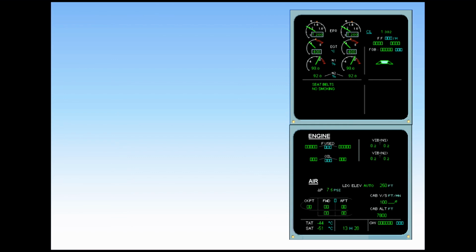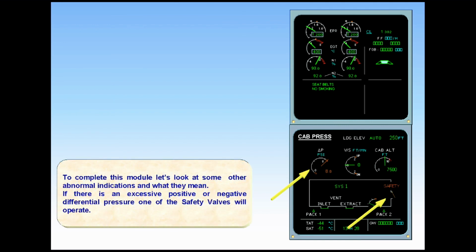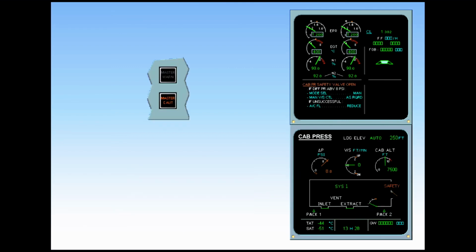To complete this module, let's look at some other abnormal indications and what they mean. If there is an excessive positive or negative differential pressure, one of the safety valves will operate. An ECAM caution, cabin pressure safety valve open, is generated, and the safety valve indication on the cabin pressure page changes to amber.